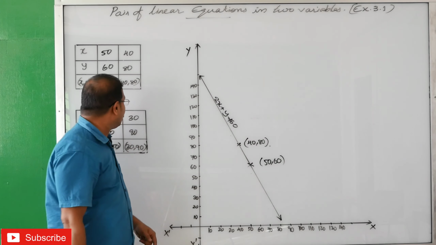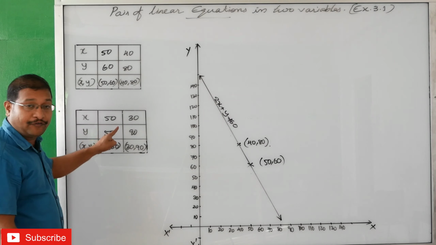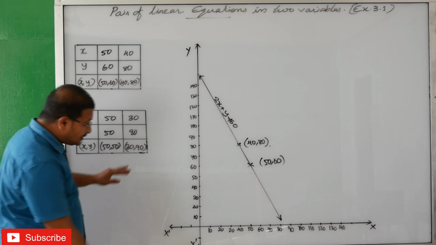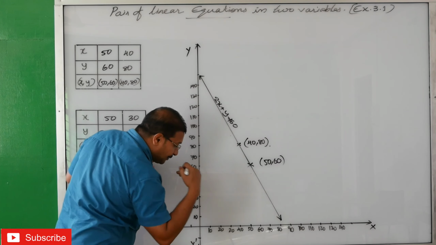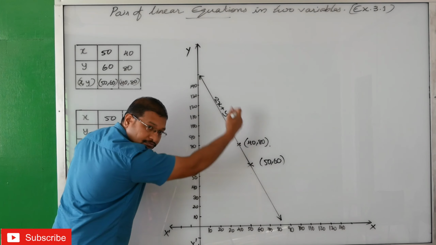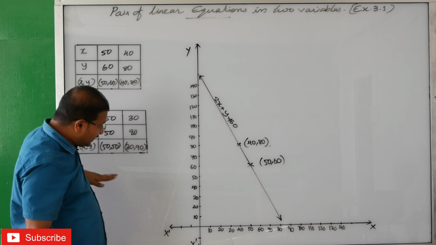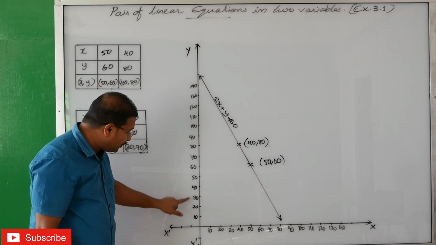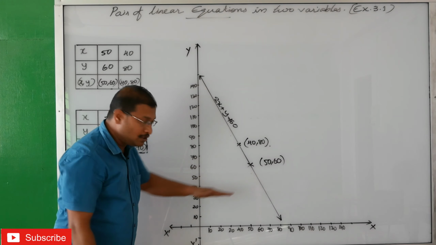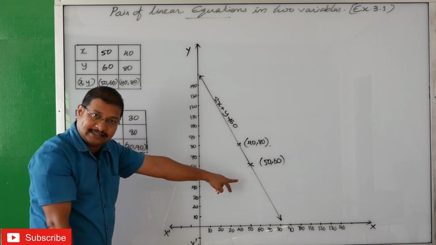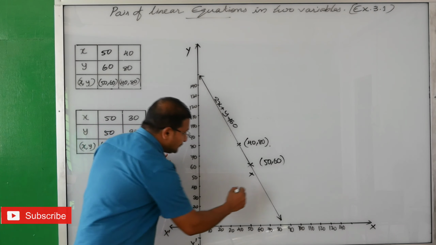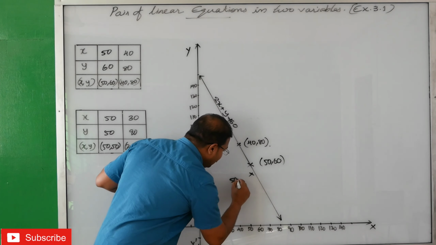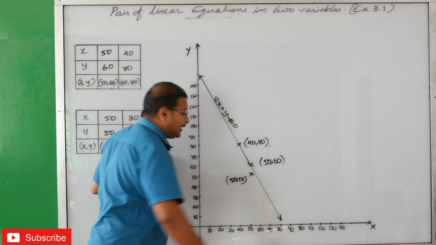Ready? Let's see the second one. Second one is what? X equals 50, y equals 50. X equals 50, this vertical line. Ready? X equals 50 means right side, this line. And y equals 50 means this horizontal. See, 10, 20, 30, 40, 50, this one. So, this 50, 50 joining place. See, there we will keep one point. This is 50, 50. X equals 50, y equals 50.